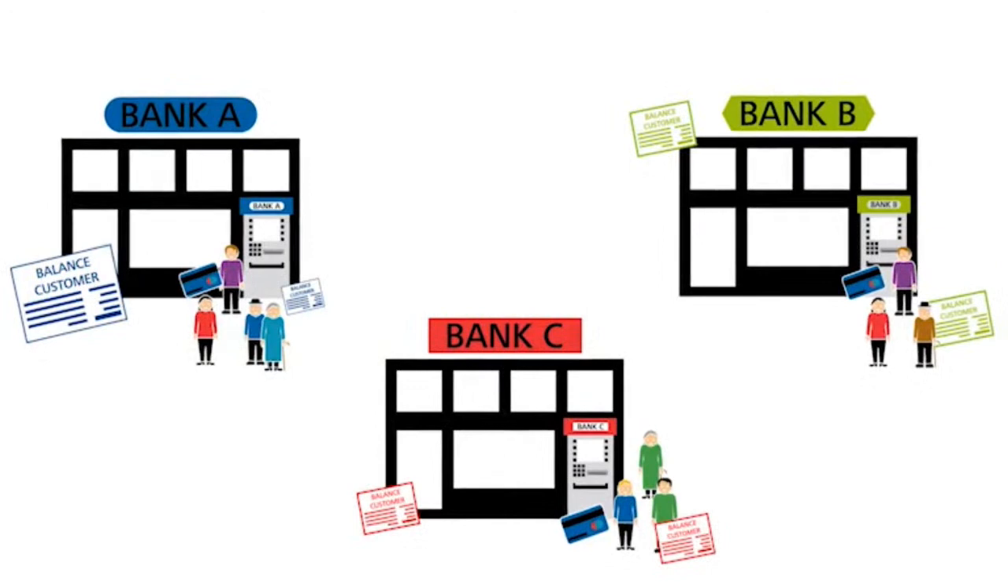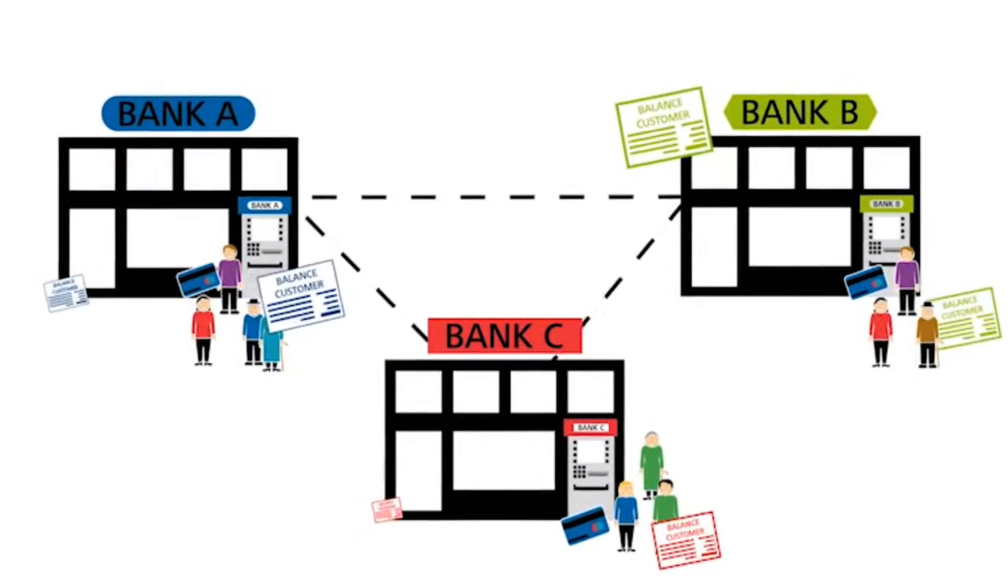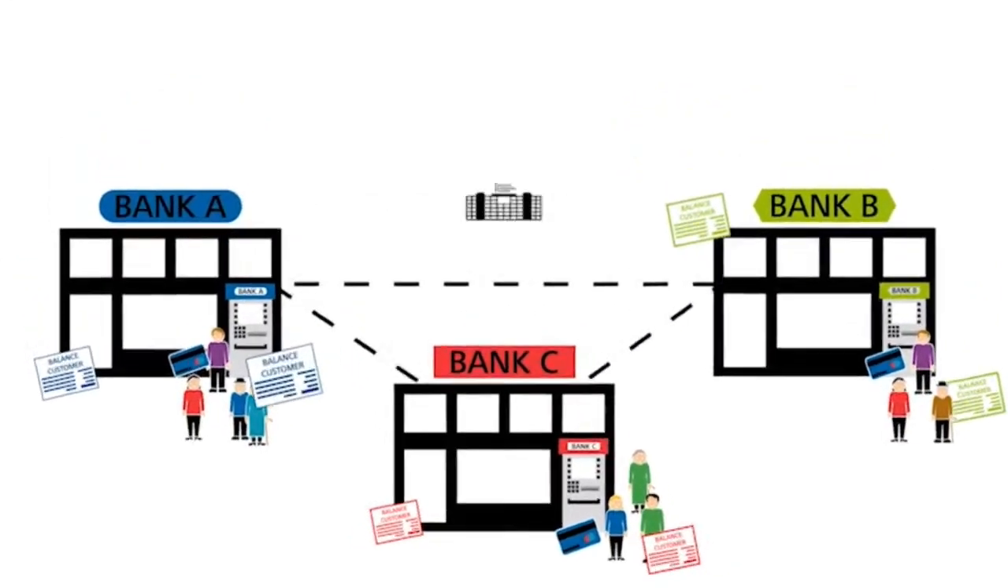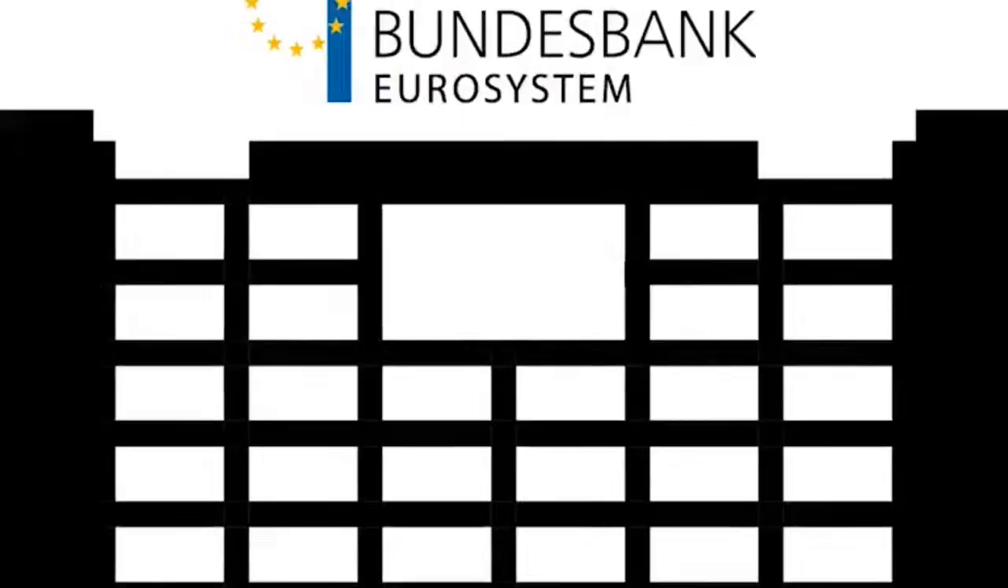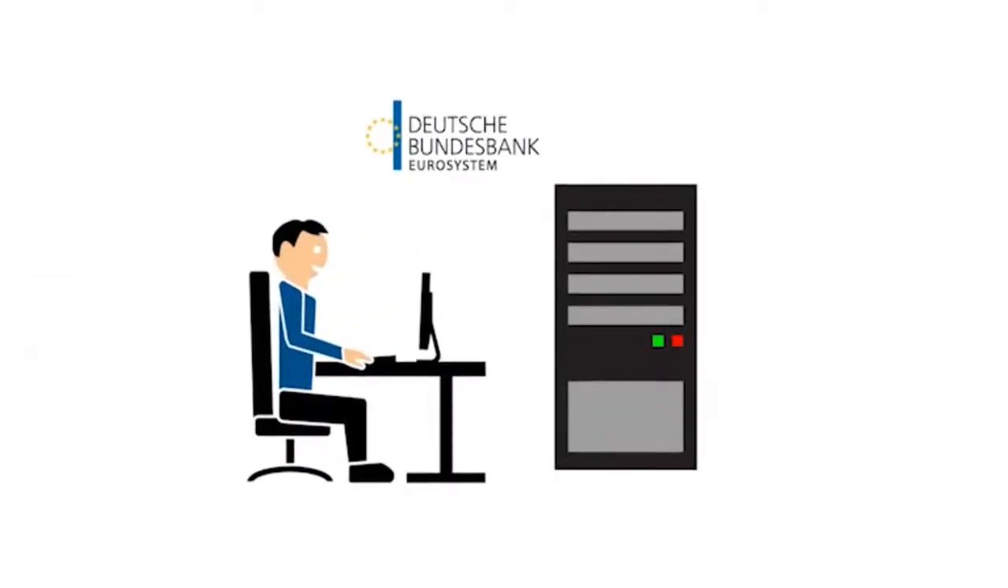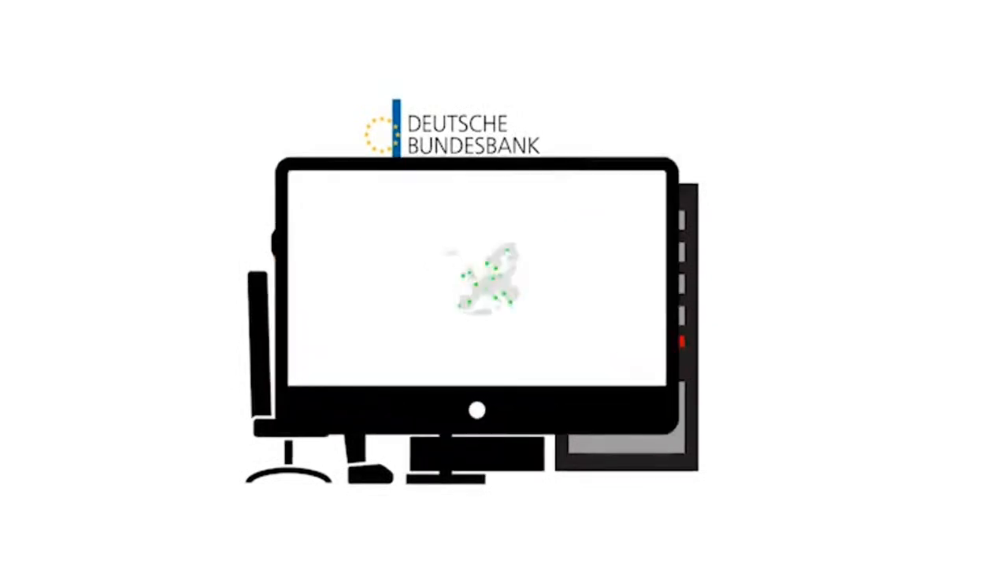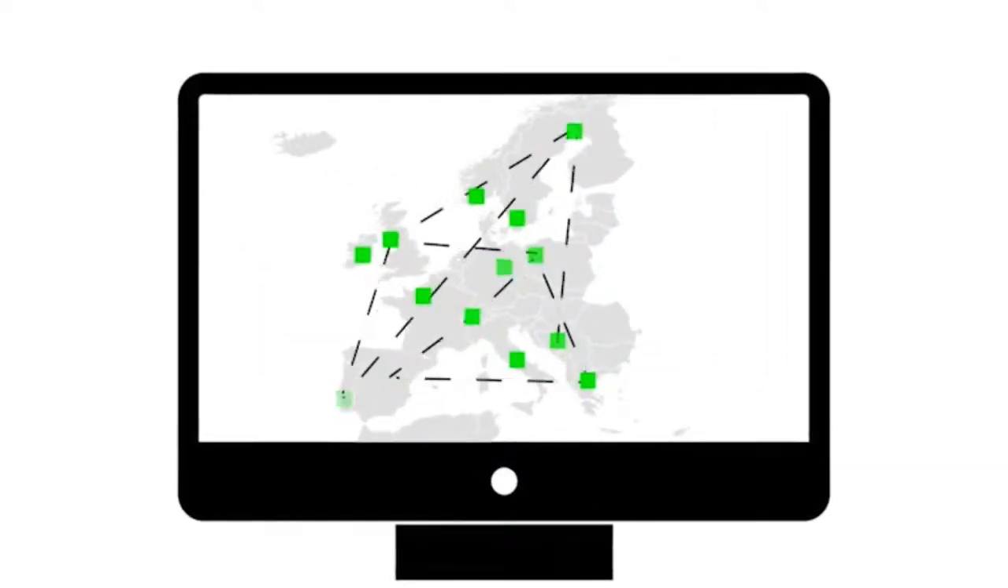Many payments are settled electronically from one account to another using a credit transfer or bank card. The Bundesbank monitors these cashless payments and ensures that the system operates smoothly. This includes providing the banks with settlement and clearing systems.